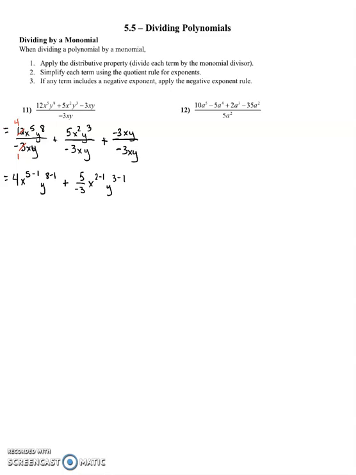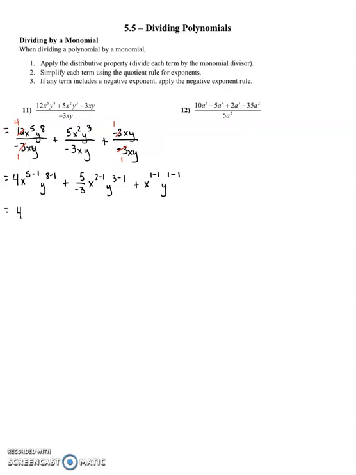And then since we have a negative 3xy and a negative 3xy, the negative 3's cancel each other out into positive 1's. So we have plus x to the 1 minus 1 times y to the 1 minus 1. Because remember, if there's no exponent written, it's a 1.